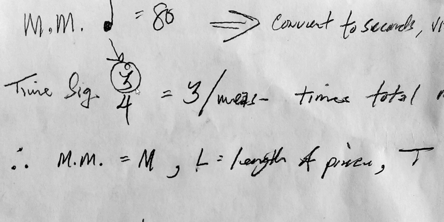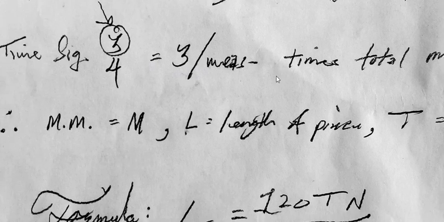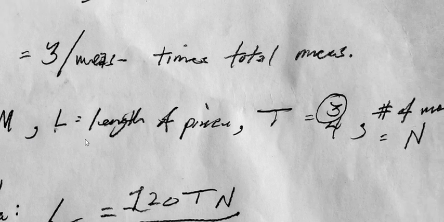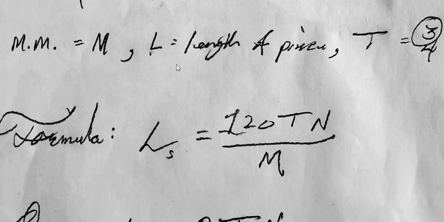So knowing that, if your time signature is 3/4 time, you know the quarter note gets each beat per measure, right? So there's 3 in 3/4 time. So that would equal 3 beats per measure times the total number of measures. Okay, therefore, let's make Maelzel's metronome equal to M, L equal to the length of the piece, T equal to the 3 in the 3/4 time signature, and then the number of measures, make that equal to N.